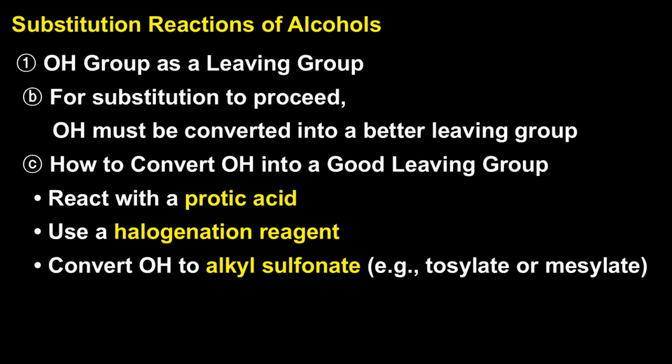Second, you can use a halogenation reagent like thionyl chloride or phosphorus tribromide to directly swap out the OH for a halogen atom. And third, you can convert the OH into an alkyl sulfonate, like tosylate or mesylate. These are excellent leaving groups and work great in substitution reactions. So these are the main strategies chemists use to get alcohols ready for substitution.